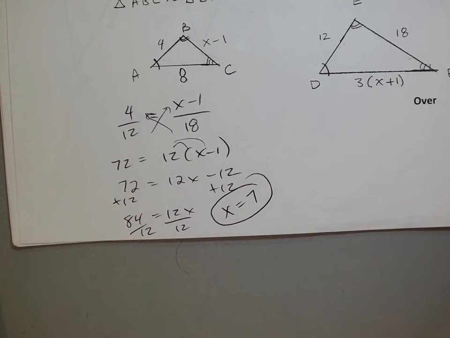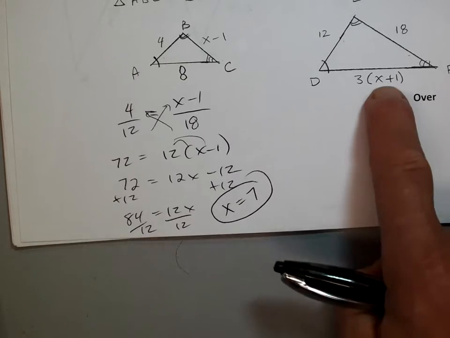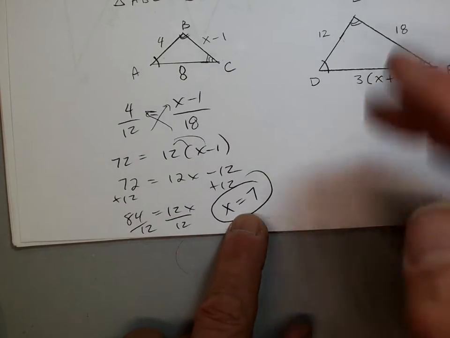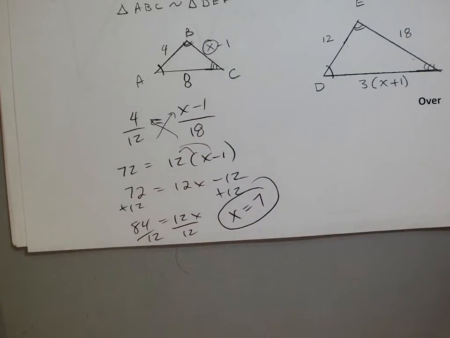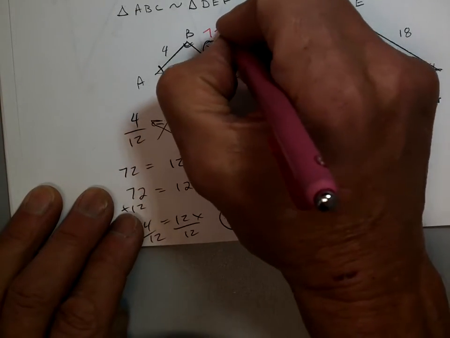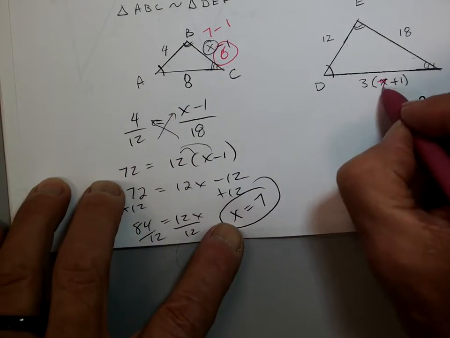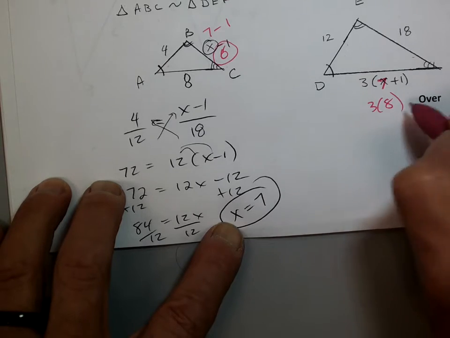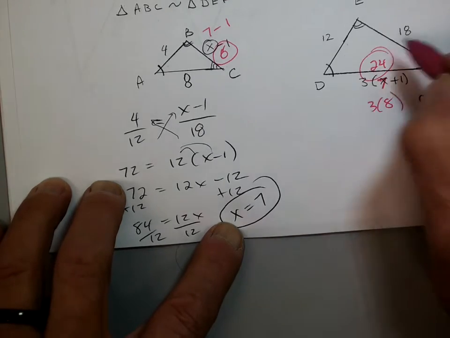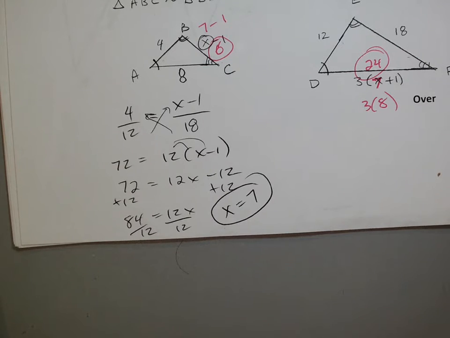Okay, now let's find out then what the lengths are. If x is 7, we can put 7 right in here, correct? So I can find out what this length is. I'll have a 7 minus 1, so this side has to be 6. And if I put a 7 here, I'll go 3 times an 8, which makes this side 24. Thumbs up? Okay. Just have to set up the fractions and then solve. Okay. So you ready to turn the page?